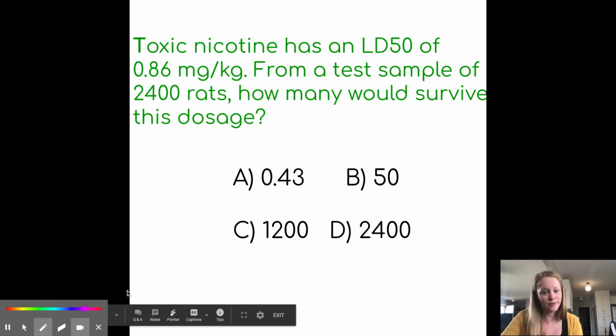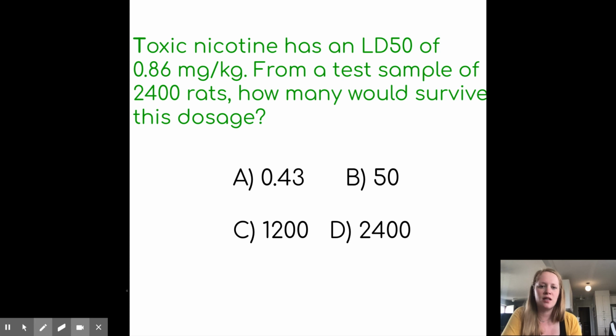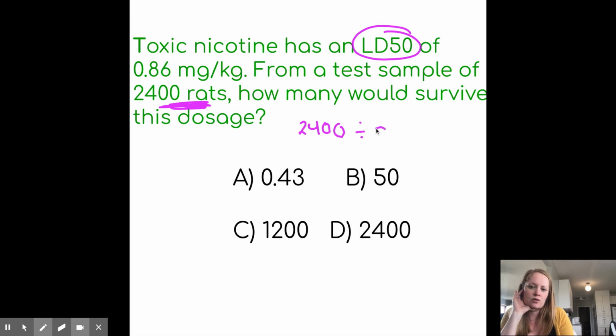So, question and answer time. Nicotine has an LD50 of 0.86, like I told you, milligrams per kilogram. For a test sample of 2,400 rats, how many would survive this dosage? Okay. LD50 is 50% of the population. Well, there's the population of rats. So they get that LD50 exposure, which means 2,400 divided by 2 is 1,200 rats would end up surviving this dosage.